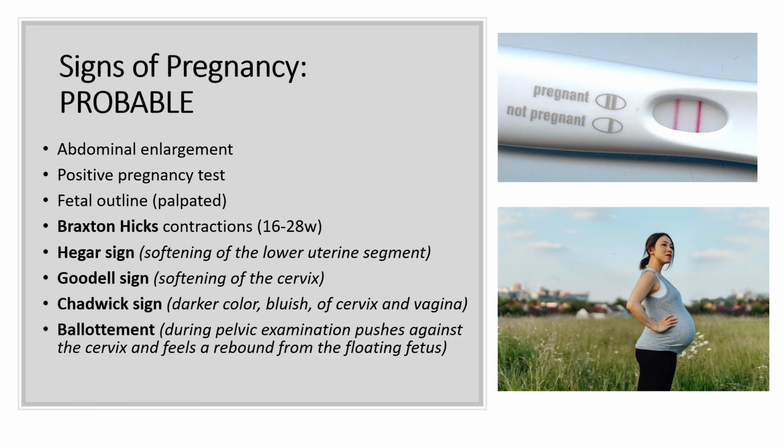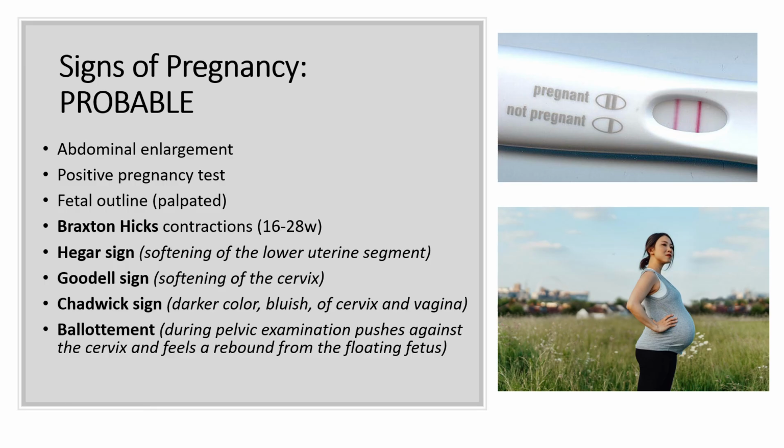Hegar sign is the softening of the lower uterine segment. As the uterus grows, as the baby develops, as the weeks of gestation continue and labor comes closer, the lower segment will start to soften to help expedite the process of labor and delivery. The Goodell sign is when the cervix softens, again in preparation for labor.